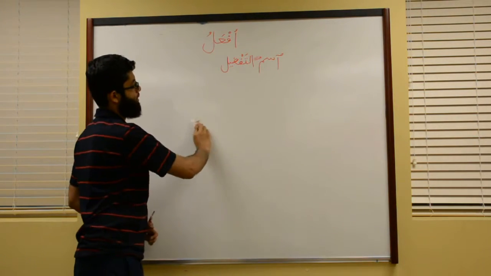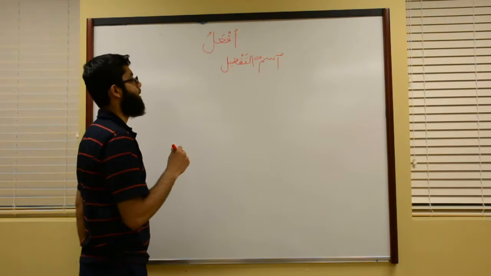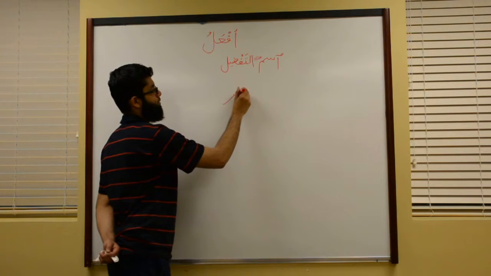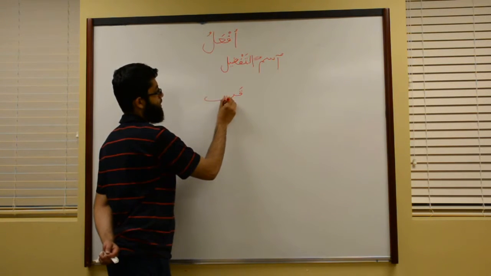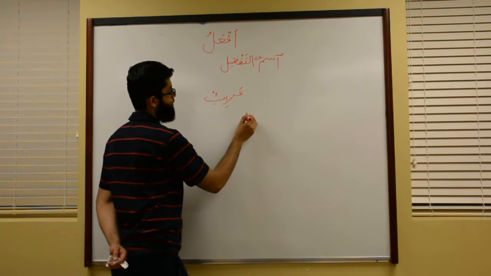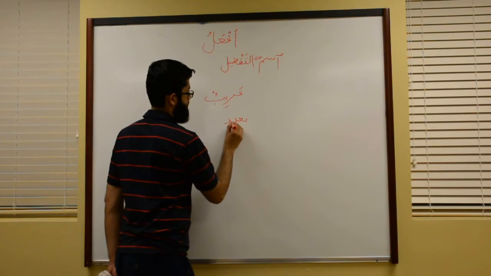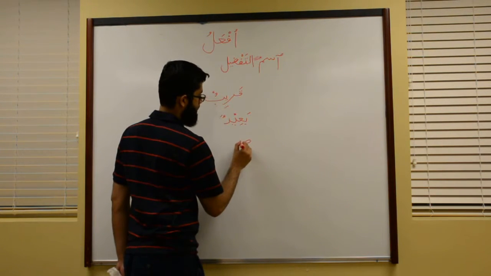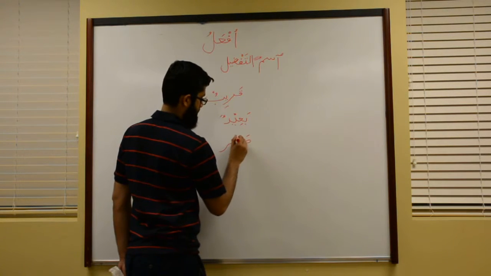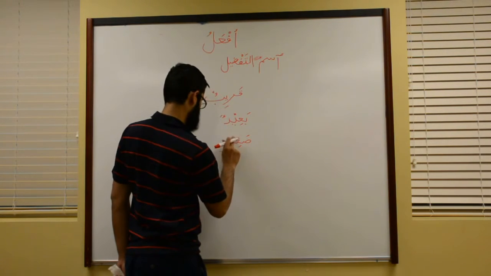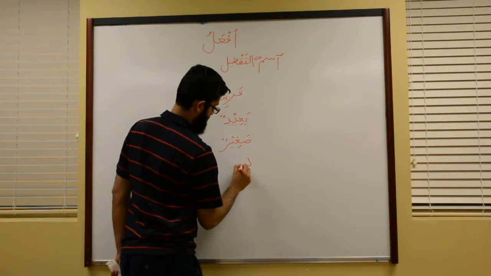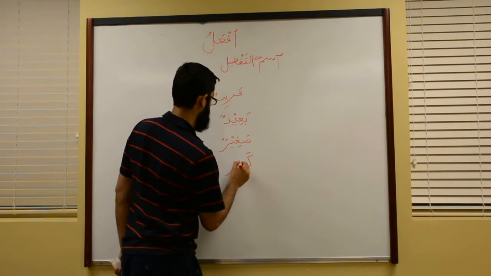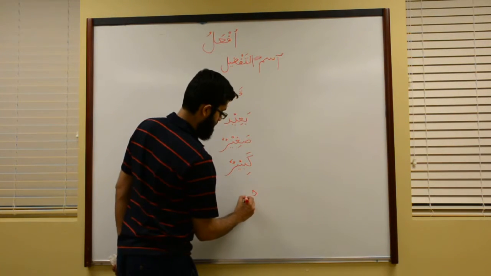I'm going to list some adjectives that we learned back in book 1. What's close? Qaribun. What's far? Ba'idun. Say something else. Saghirun is small. Kabirun is big. Jamilun is beautiful, pretty or handsome.